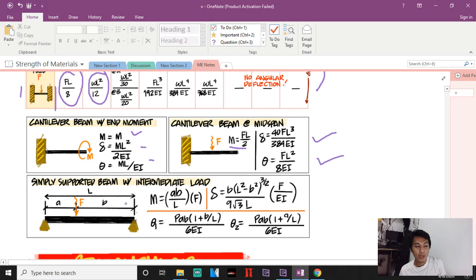Now, with a simply supported beam with an intermediate load, let us use this one and see if our computations are correct. That is the maximum moment, AB over L times F. But where is the maximum force? We don't know. We need to solve it using the shear and moment diagram. That is the best way to understand beams, and how you will get the maximum moment and maximum shear.